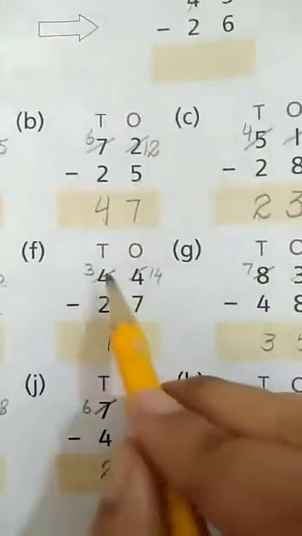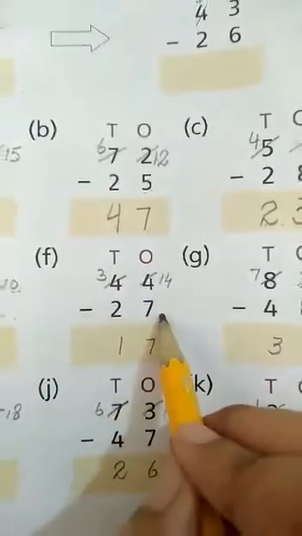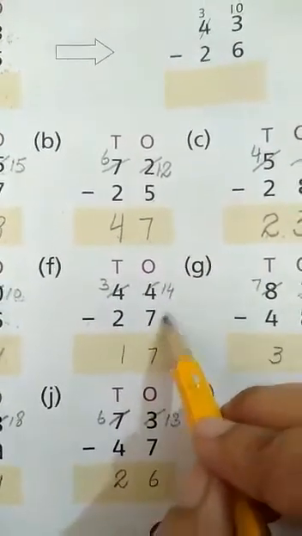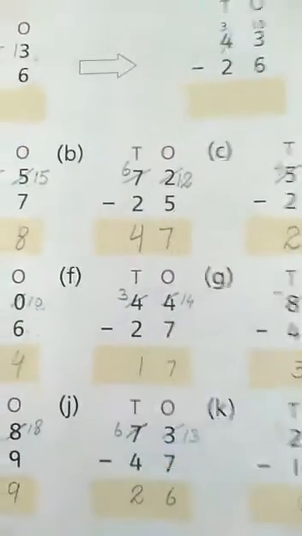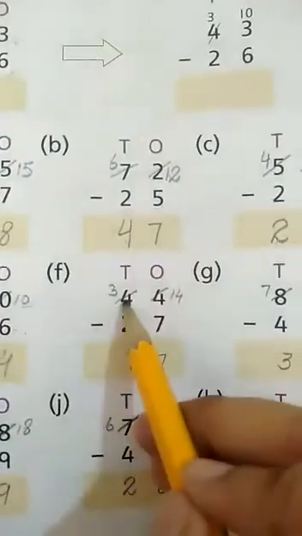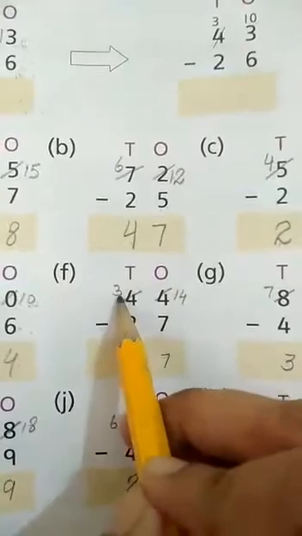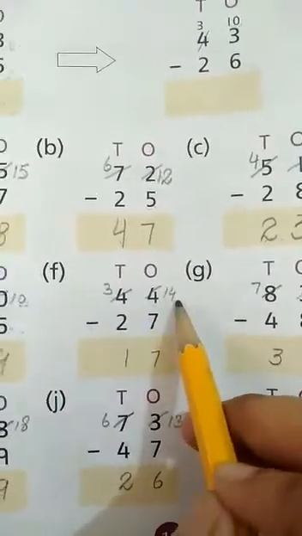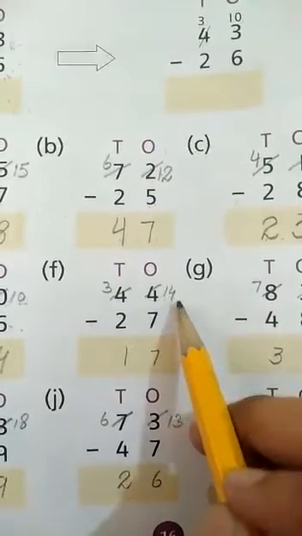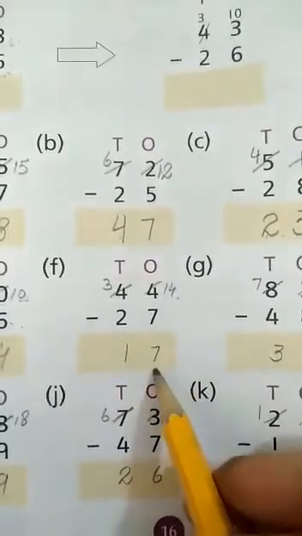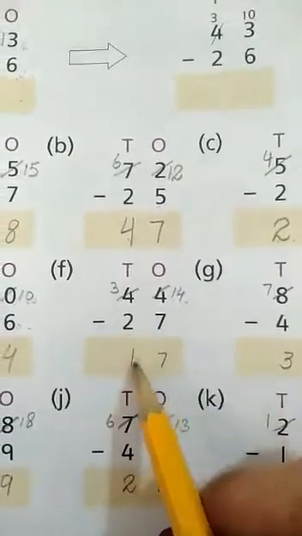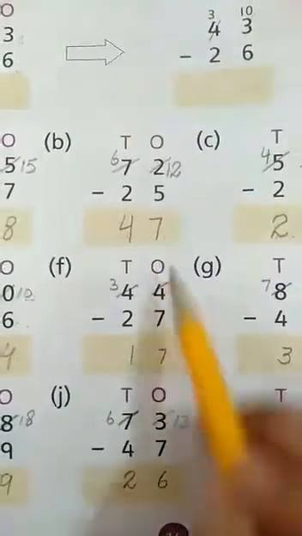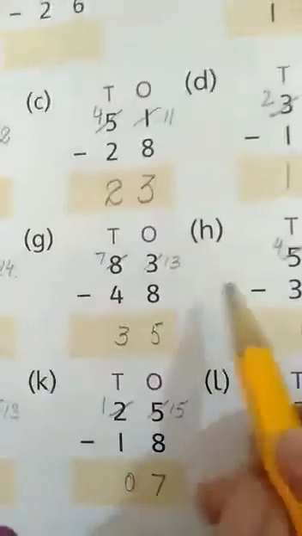Okay, in this question, 44 minus 27. So we cannot subtract 7 ones from 4 ones. So we can borrow 1 from tens column. So when we borrow 1, 4 becomes 3 and 4 becomes 14. So 1 tens and 4 ones is equal to 14. So 14 minus 7 is equal to 7 and 3 minus 2 is equal to 1. So now we have 1 tens and 7 ones is equal to 17.